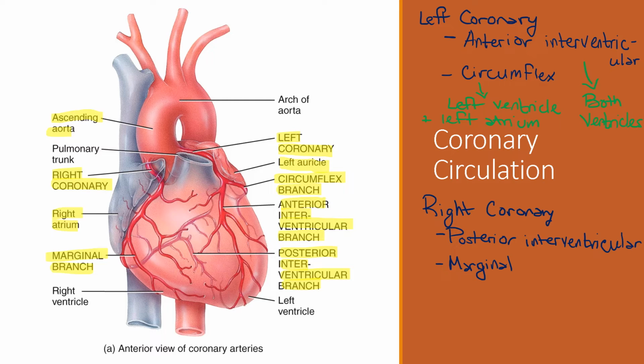Now the posterior interventricular branch is going to follow the posterior interventricular sulcus of the heart, and it will supply the walls of the two ventricles with oxygenated blood. So it's kind of helping to supply the posterior part of the ventricles, whereas the anterior interventricular branch is going to supply the anterior parts of the ventricles. Now the marginal branch beyond the coronary sulcus is going to run along the right margin of the heart, and it's going to transport oxygenated blood to the wall of the right ventricle and right atrium.